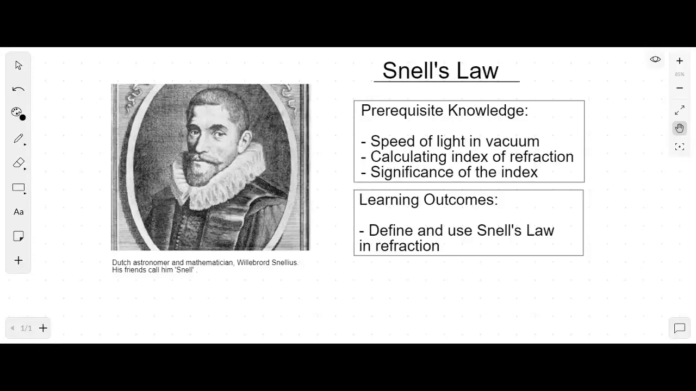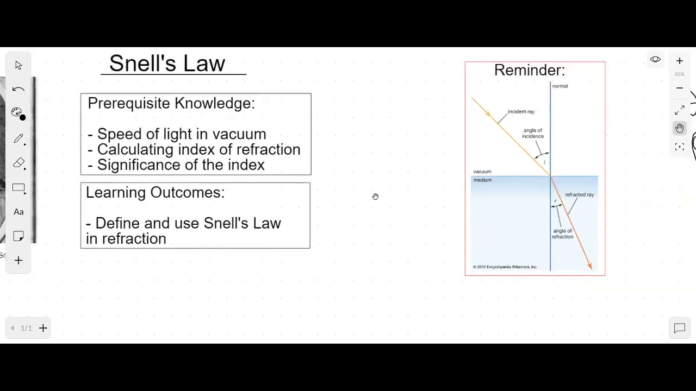Alright, welcome guys. This is the video on Snell's law. If you haven't already watched the index of refraction video or the intro to refraction video, please go watch those two first. You're going to need to know those pieces of information before you attempt to understand this video. What we're going to do is define and use Snell's law to determine the details of refraction.